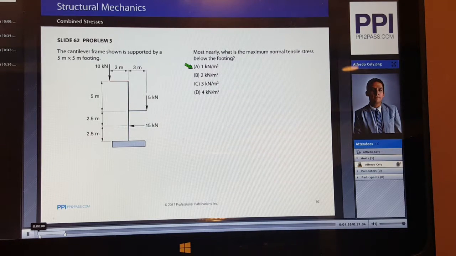So most nearly, what is the maximum normal tensile stress below the footing? Is it 1 kilonewton per square meter, 2 kilonewtons per square meter, 3 kilonewtons per square meter, or 4 kilonewtons per square meter? If you would like to go ahead and solve this problem using the concepts and equations that we have reviewed so far through the structural mechanics lesson, please go ahead and pause the video at this moment.